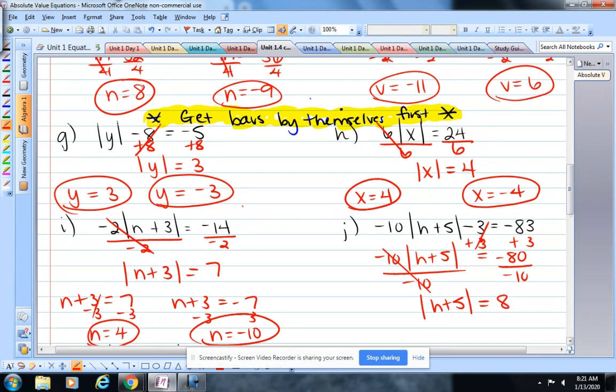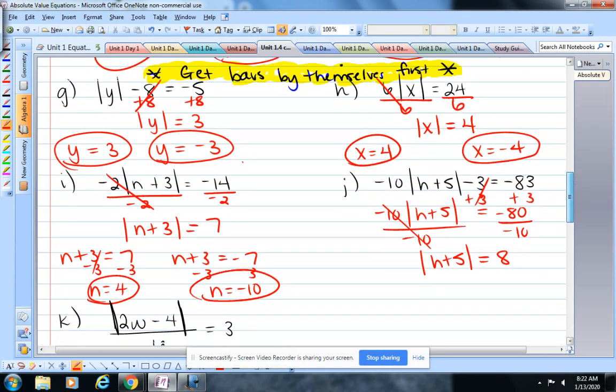+8. Now this number better always be positive, right? After you get the bars by themselves, we better always have a positive right here because we can't have the absolute value of something equal negative, right? Okay. So now are my bars by themselves? Yes. What do we do after we get the bars by themselves?